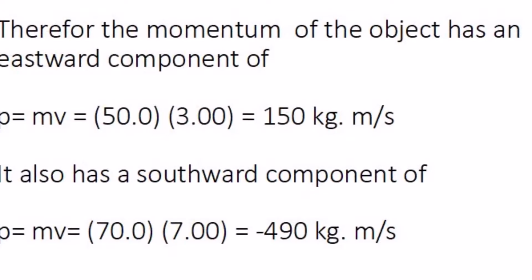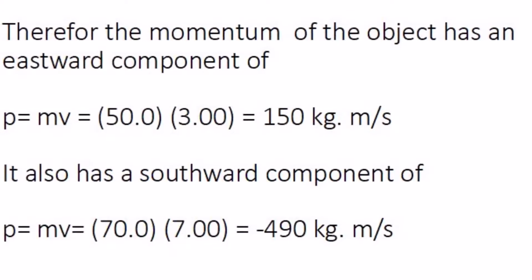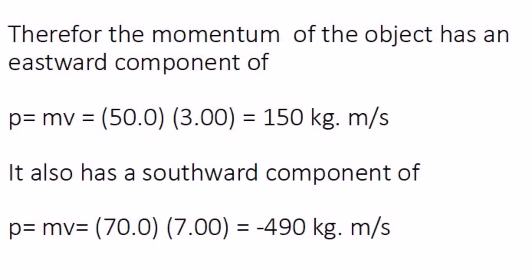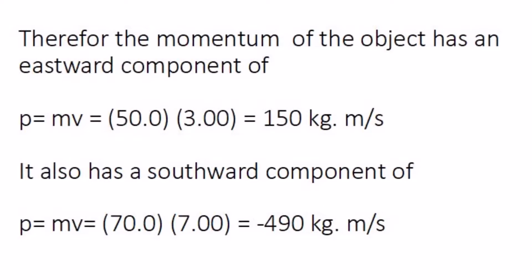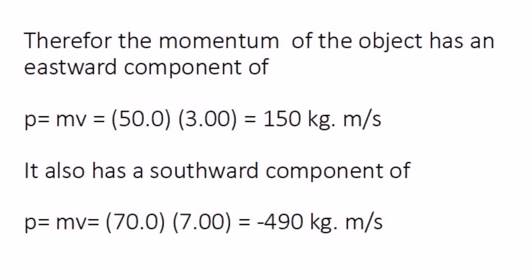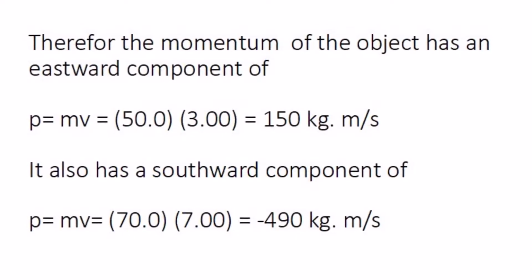The important thing to remember is that when we say momentum is conserved, this is a vector statement. In other words, if momentum is conserved, it is conserved along any component as well. In this problem, the system includes both skaters. Therefore, the momentum of this system has an eastward component of momentum, which is mass times velocity, equal to 50.0 times 3.00, which is equal to 150. It also has a southward component of momentum equal to 70.0 times 7.00, which is equal to 490.